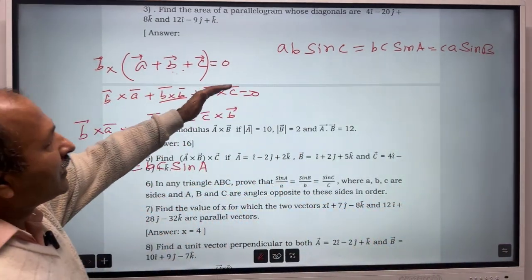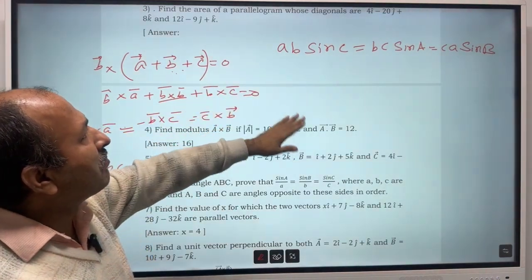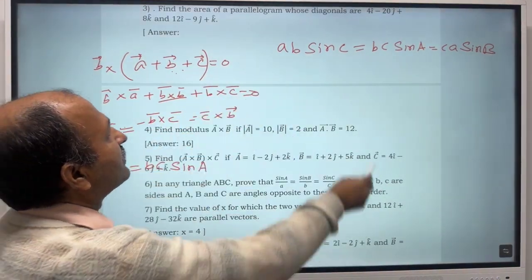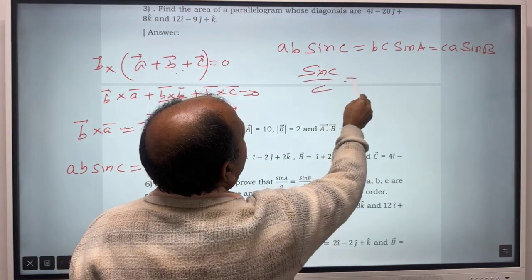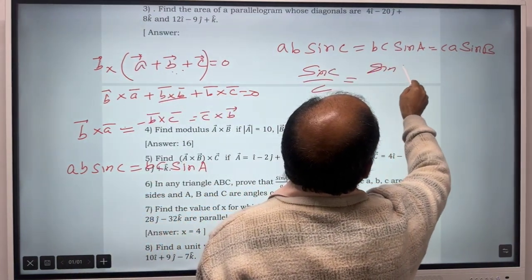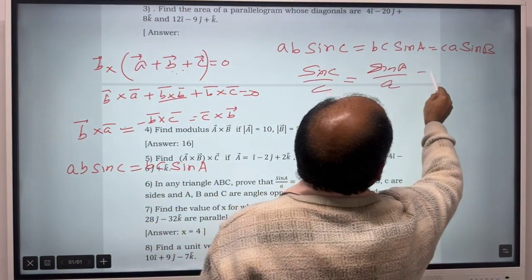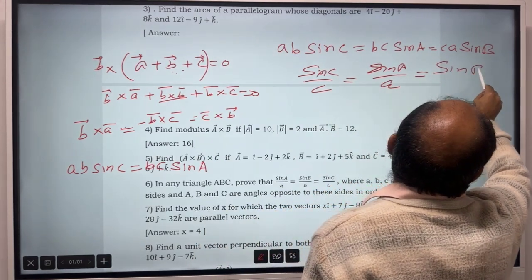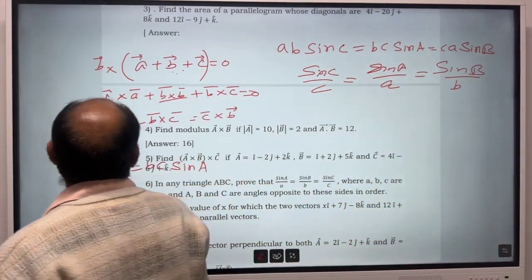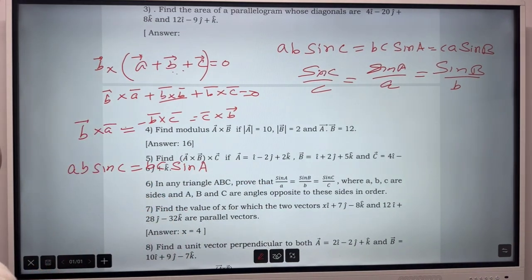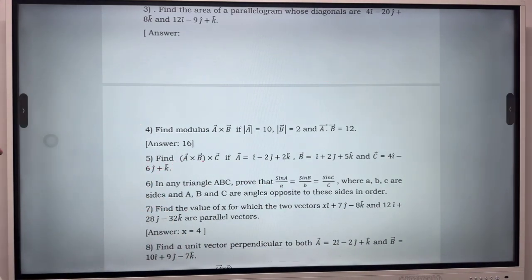Now, if we divide each term by ABC, what do we get? Sin C divided by C equal to sin A divided by A equal to sin B divided by B. So this was our question. You have understood?